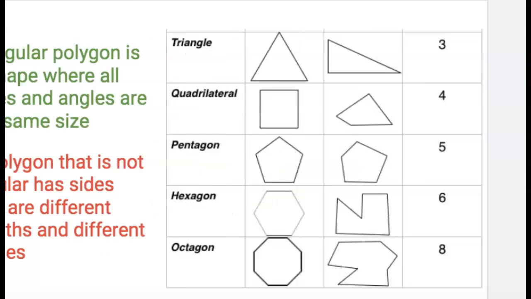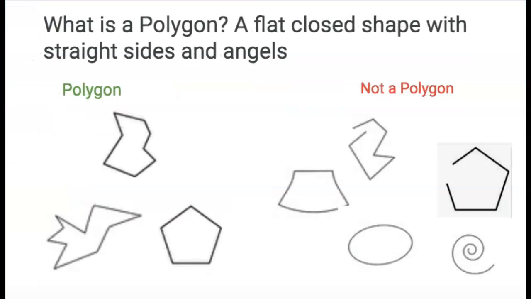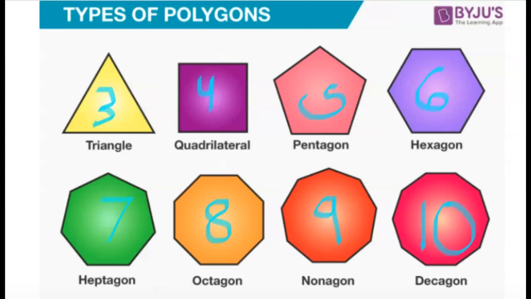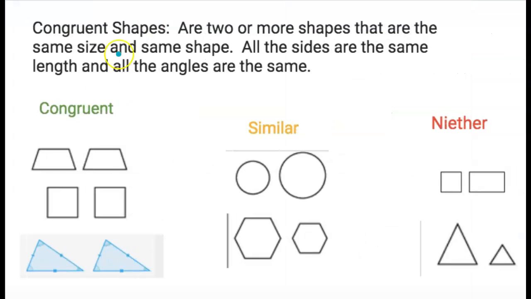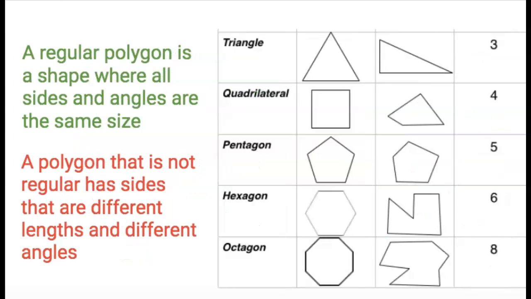So remember, what makes a polygon? A flat, closed shape with straight sides and angles. Your different types of polygons and how many sides each one has. What makes something congruent? Exactly the same size and shape. And what makes something regular and not regular? A regular polygon is a polygon where all the sides are the same length, and an irregular one has different length sides.